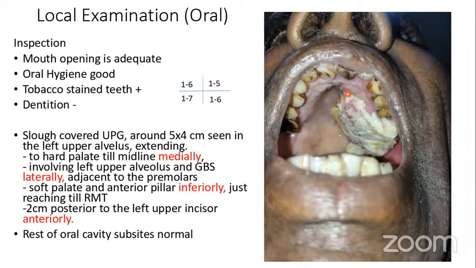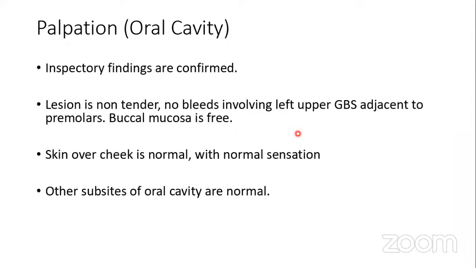The rest of the other oral subsites, that is the lip, tongue, the right side of the palate, the buccal mucosa, even the adjacent side of the buccal mucosa was normal. And on oropharynx, the visible part of the oropharynx was also normal. On palpation of the oral cavity, the inspectory findings were confirmed. The lesion was not tender and does not bleed on touch. It involved the left upper GBS adjacent to the premolars, and the buccal mucosa was free. And skin over the cheek is normal with normal sensation. On palpation also, the tongue, floor of mouth, and even the oropharyngeal part, the base tongue were normal.